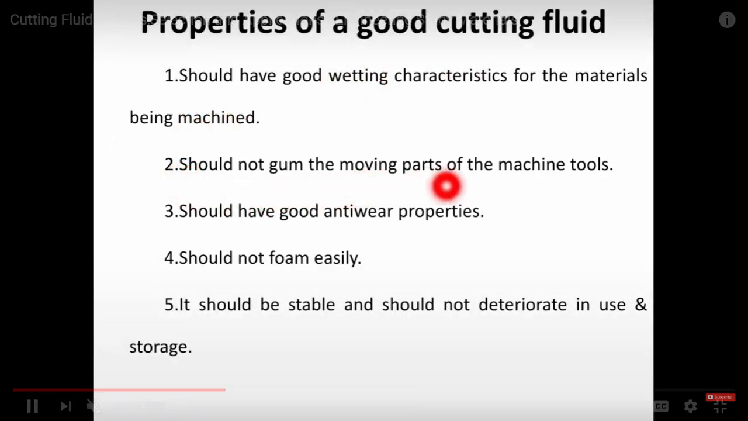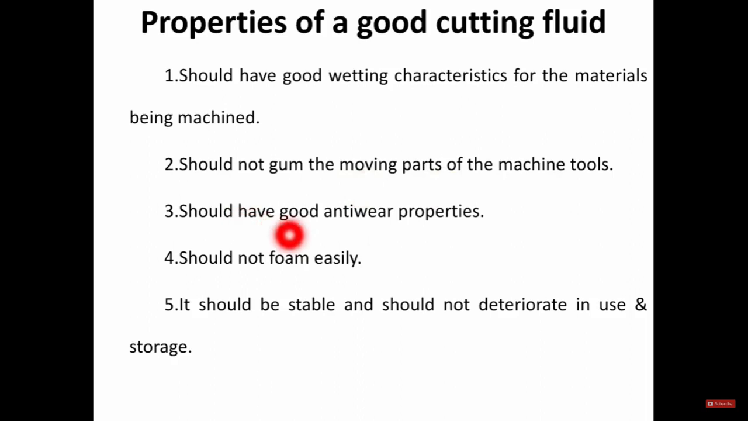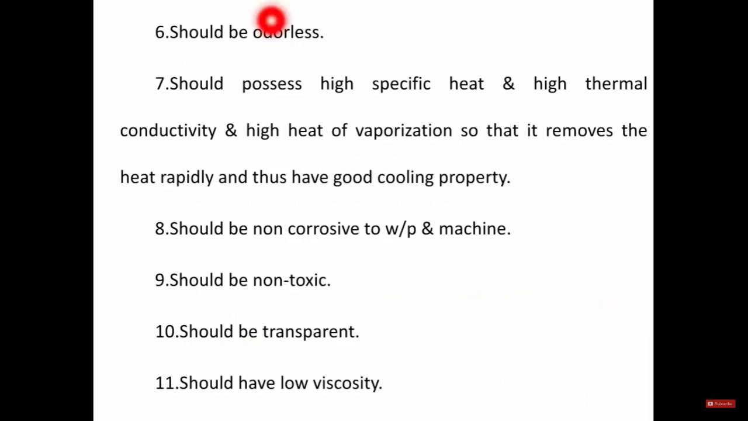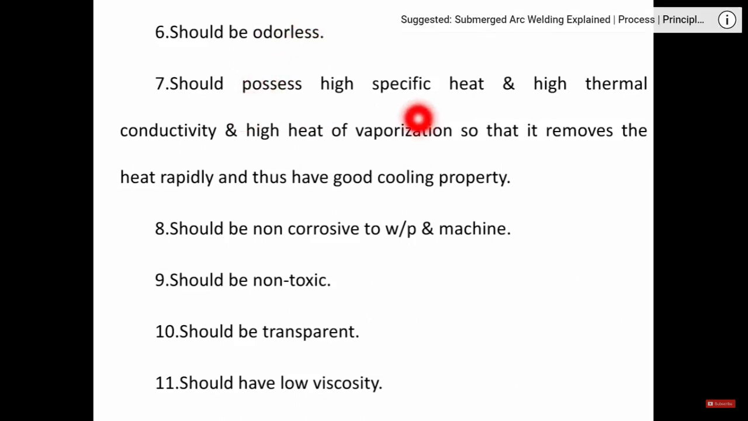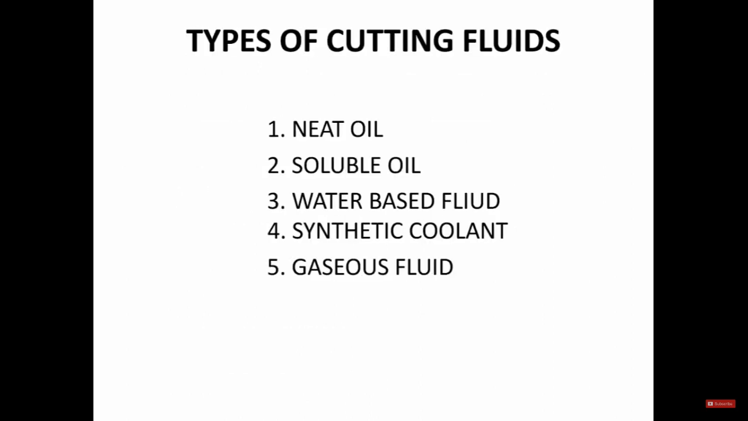Properties of a good cutting fluid: it should have good wetting characteristics for the materials being cut. It should not be gum forming. It should not foam easily. It should be stable and should not deteriorate in use or storage, and it should be odorless. It should possess high specific heat, high thermal conductivity and high heat of vaporization, so that it removes heat rapidly and has a good cooling property. It should be non-corrosive, non-toxic, transparent, of low viscosity, and suitable in use and storage.